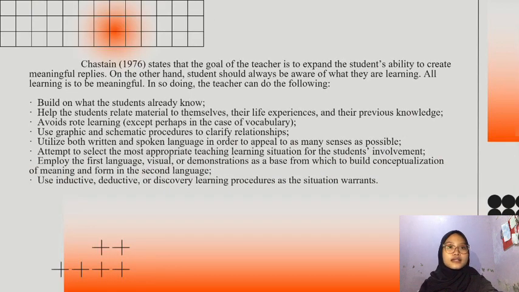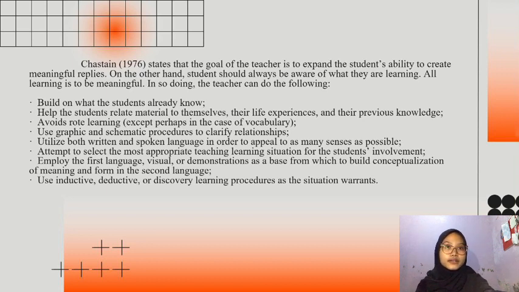Chastain states that the goal of the teacher is to expand the student's ability to create meaningful replies. On the other hand, students should always be aware of what they are learning. All learning is to be meaningful. In so doing, the teacher can do the following. Number 1 is build on what the students already know and help the students relate material to themselves, their life experiences, and their previous knowledge.